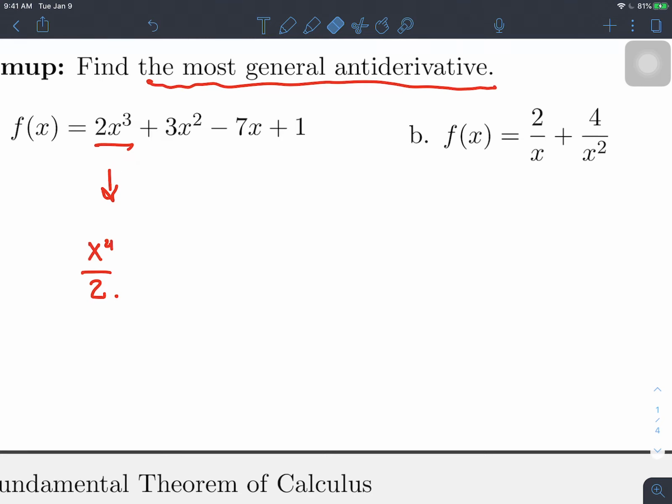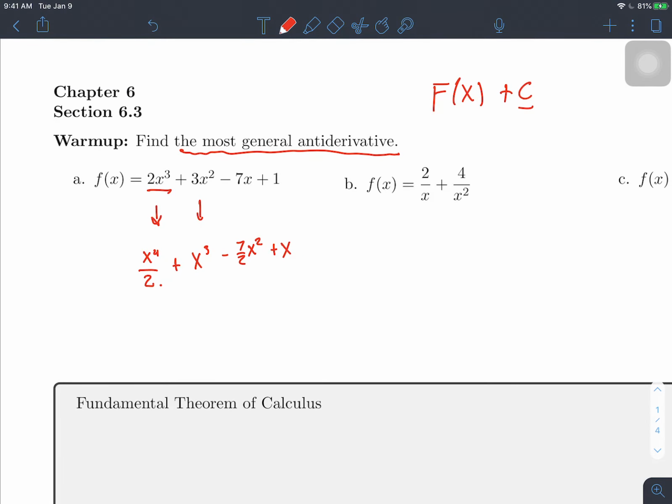Okay, I'm going to do the rest of this fairly quickly. 3x squared is going to become x cubed. We raised the power by 1 and divided by 3. Since there was a 3 out front, I canceled those terms. Minus 7/2 x squared plus x. All right, am I all done?